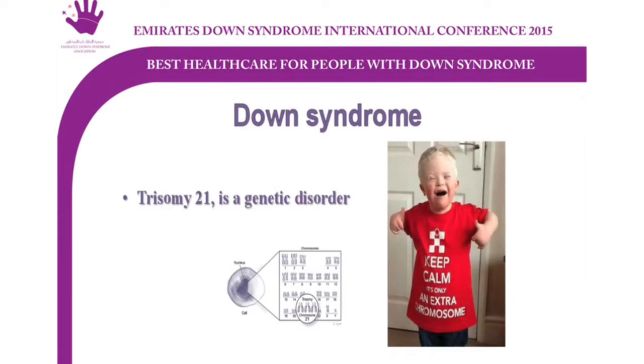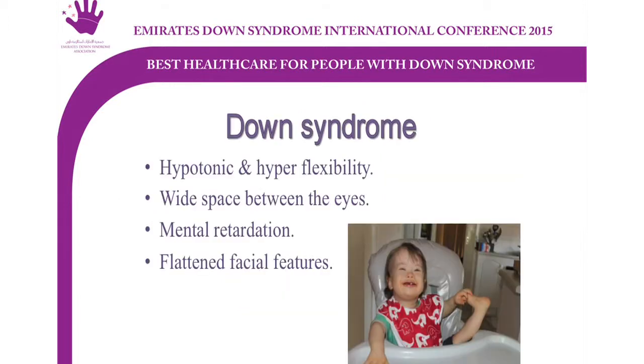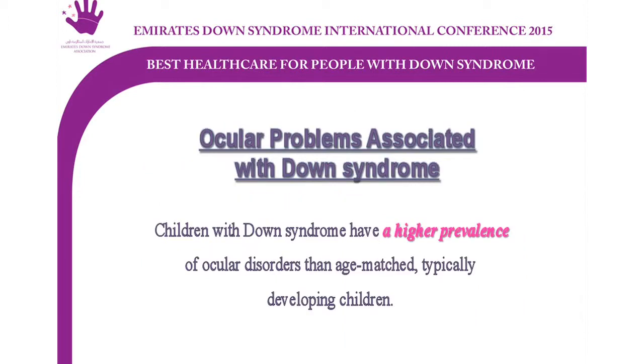2015. Down syndrome, keep calm, it's only an extra chromosome, or we can call it trisomy 21. You all know that they are hypotonic, hyperflexible, they have wide space between the eyes, mental retardation, and flattened facial features. I will talk about the ocular problems associated with Down syndrome.